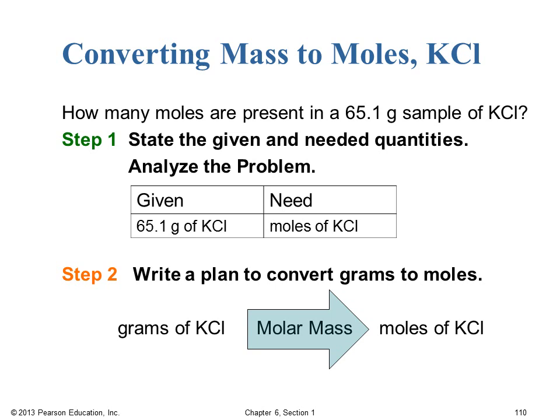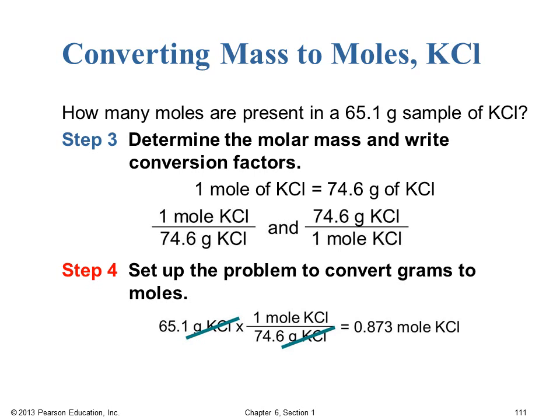So here it's asking how many moles are present in a 65.1 gram sample of KCl. We are given 65.1 grams of potassium chloride, and to go from grams to moles, we need to use our molar mass. We calculate our molar masses like we've done in the past. We have 1 potassium, which has a molar mass of 39.1, and 1 Cl, which is 35.5. When you add those two together, you get 74.6. So 1 mole of potassium chloride has a mass of 74.6 grams.